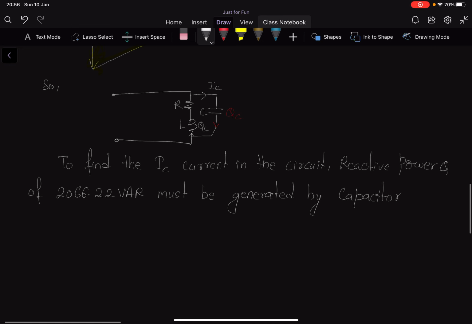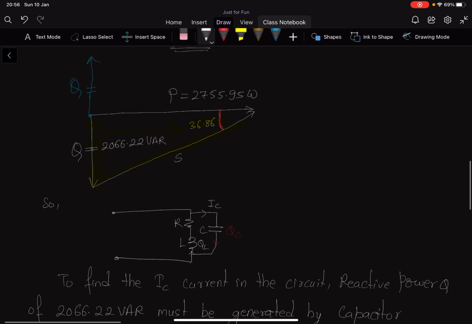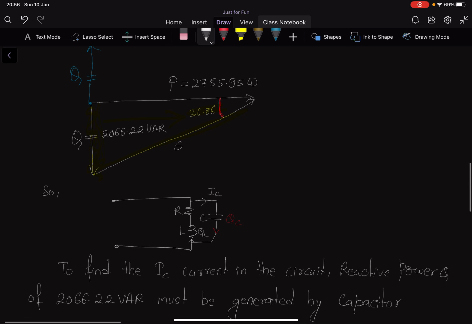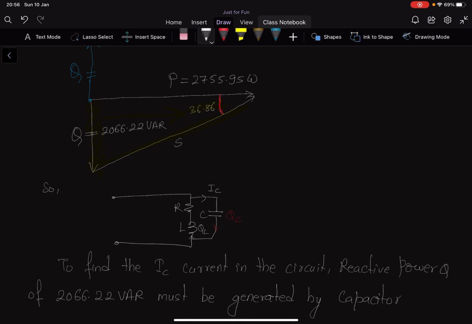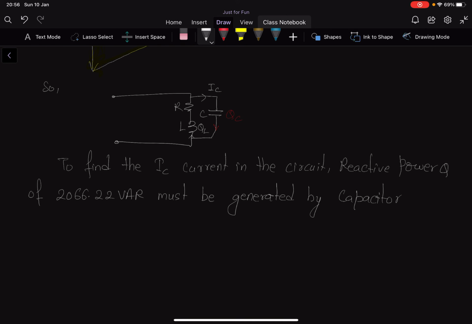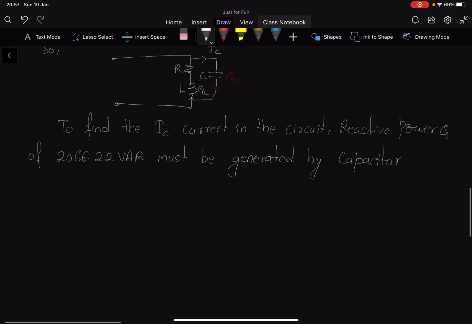Because if you look at the triangle here, the angle can be reduced if we can reduce this reactive power. To reduce this reactive power, we need to provide a positive value of reactive power. And who is going to produce that? The capacitor. How? By using current. And how do we find that current? Using the same value which we have calculated, our reactive power, with the same relationship.